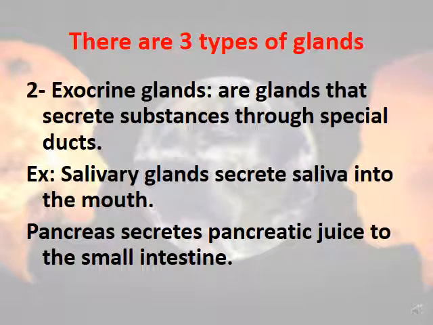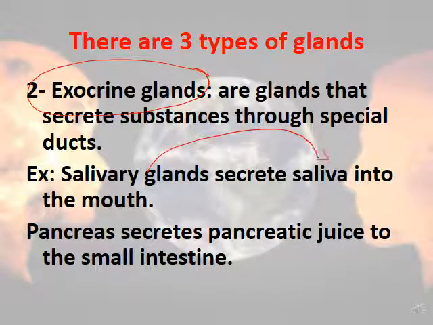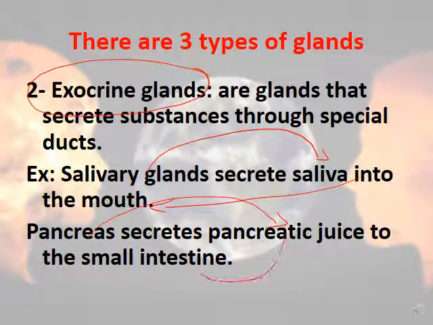The second type of glands is the exocrine glands. Exocrine glands secrete substances through special ducts. For example, salivary glands secrete saliva where? Into the mouth. For example, pancreas secretes pancreatic juice where? Into the small intestine. So here, as you notice, pancreas is involved in both types of gland.